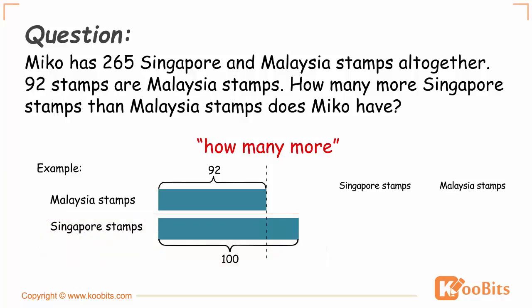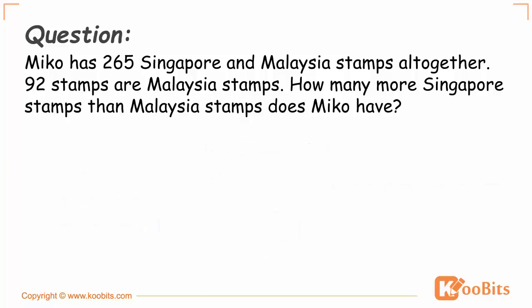How many more? Look closely at the difference. The difference is 8. Thus, there are 8 more Singapore stamps than Malaysia stamps. Do you get it? Great. Okay, now back to this question.